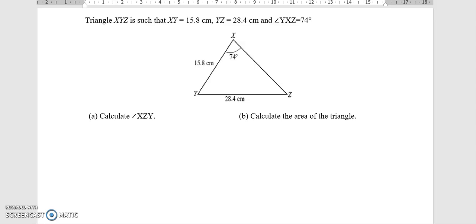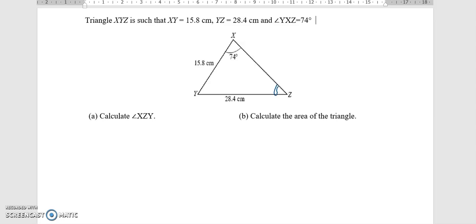We are looking at this question here on SIS. Triangle XYZ is such that the length of XY is given as 15.8 cm, YZ is 28.4 cm, and angle YXZ is 74 degrees. Part A wants us to calculate the angle of XZY. So they are looking for this angle here, XZY.